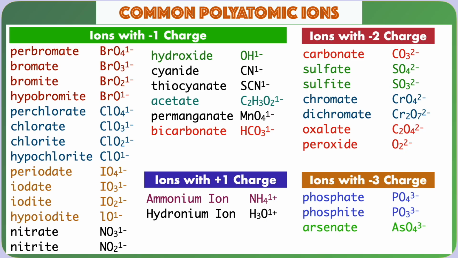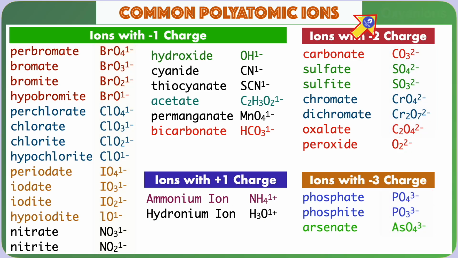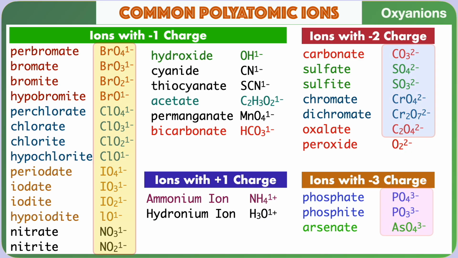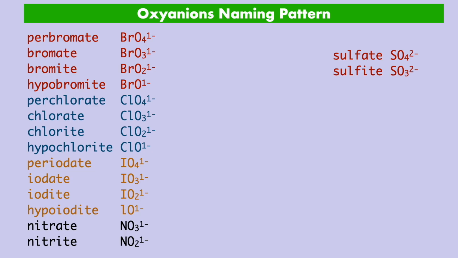There is a pattern in their names, especially those having oxygen atoms. Such ions are anions and they are called oxyanions. Understanding their naming pattern helps us remember them easily. Naming patterns for polyatomic oxyanions.